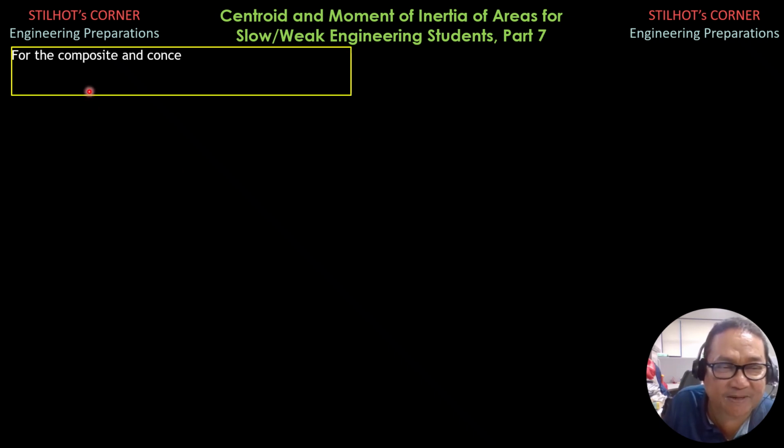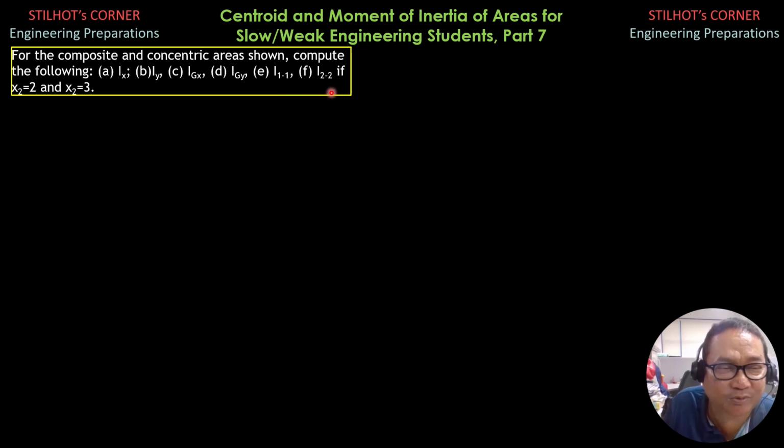So here is the problem. For the composite and concentric areas shown, compute the following: Ix, Iy, Igx, Igy, I11, I22 if x2 is 2 and x sub 2 is 3 units. There's no unit, so that this is applicable for all units. Now, for part F, I will leave this to you as your exercise so that you can say if you really learned or understood the concept on computing moment of inertias.